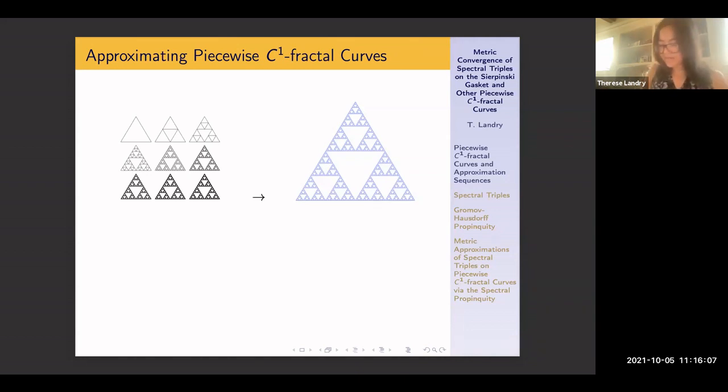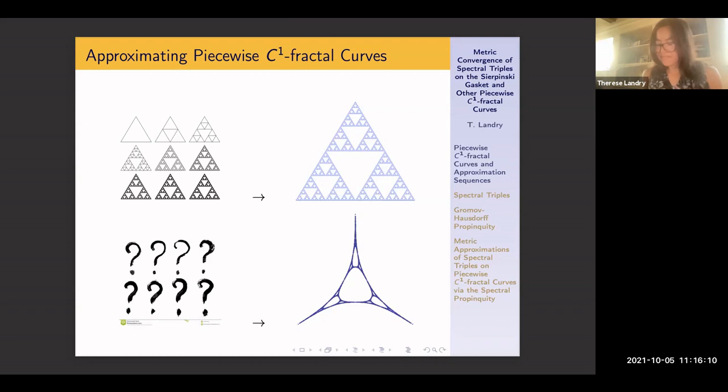And what we wanted was so that our spectral triples on these approximating spaces would converge under the spectral propinquity metric to the spectral triple defined on the entire fractal. So we also wanted our arguments to be applied to any piecewise C1 fractal curve, not just the motivating examples, and also to any piecewise C1 fractal curve for which you could determine some sequence of approximating spaces. And so we identified that those approximating spaces had to have the properties that I'm going to talk about on the next slide.